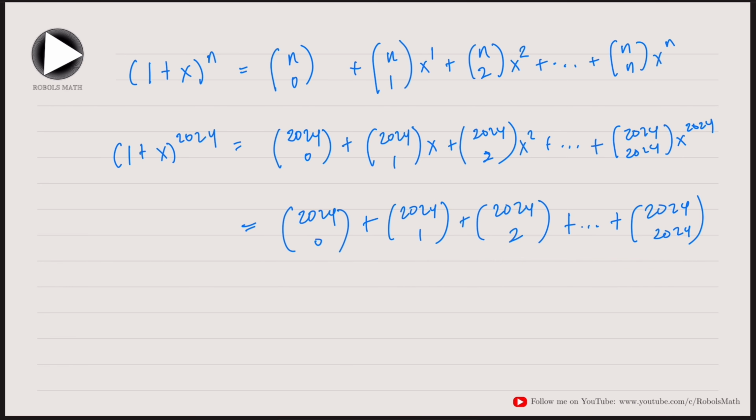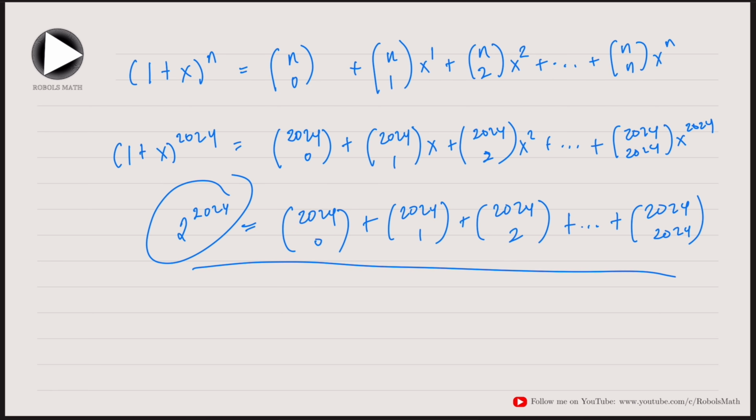The answer is simple. We just evaluate this expression when x equals 1. If we do this, all powers of x will just be positive 1, so we'll just have the sum of the binomial coefficients on the right side. On the left side, we will have (1 plus 1) raised to the 2024 power, which is 2 to the 2024. Therefore, this value is equal to 2 raised to the 2024. This is the most basic form of questions involving binomial coefficients.